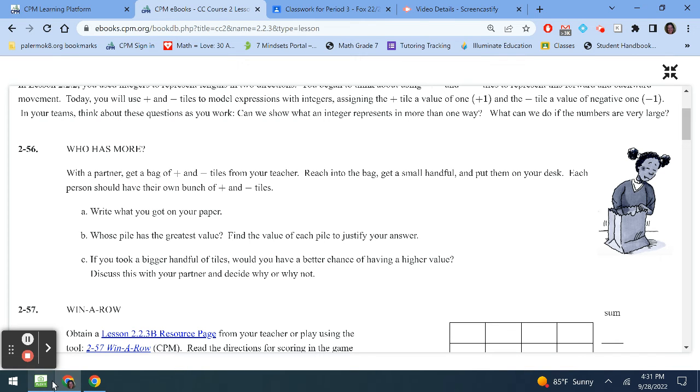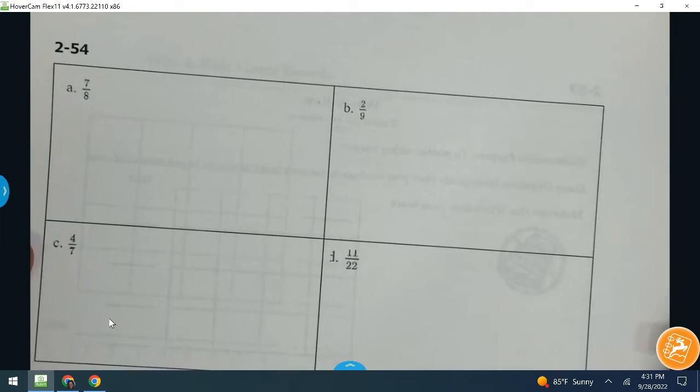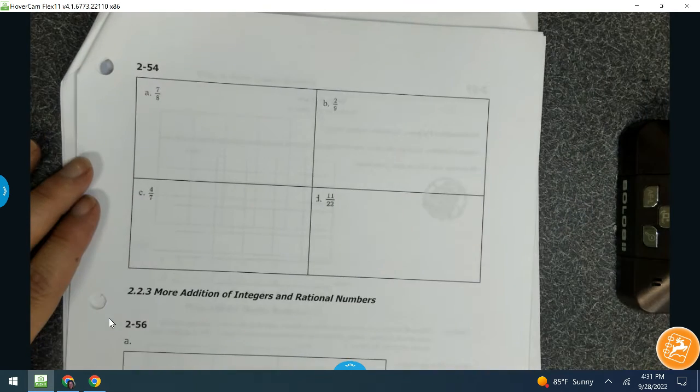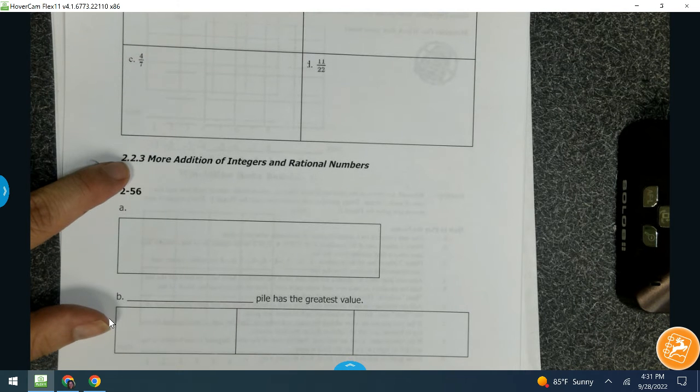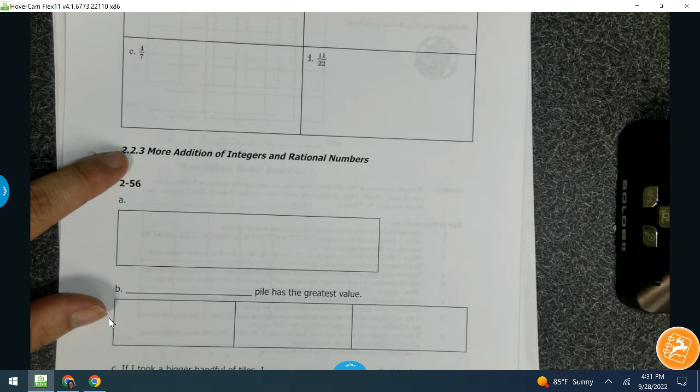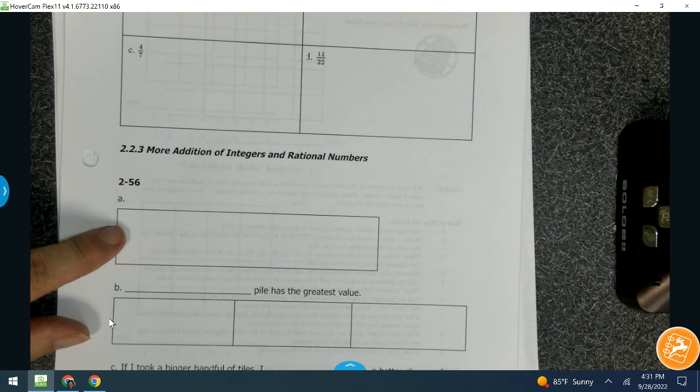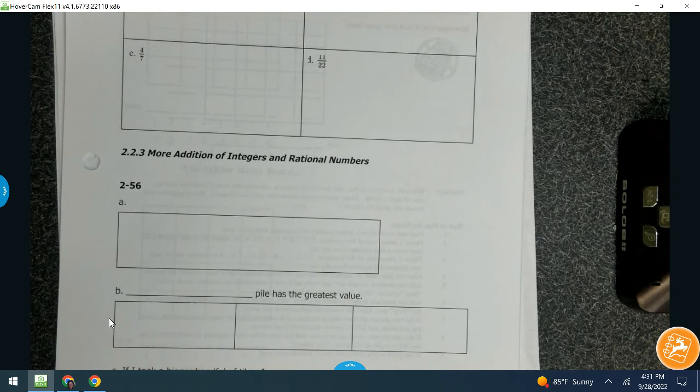So I'm going to show you where this is real quick. So I have my little homework problem right here, and everything's too close because of the last lesson. So we have right here 2.2.3, more addition of integers and rational numbers. Our first one is 2-56. This is where you're going to draw what you get. This is what I got.